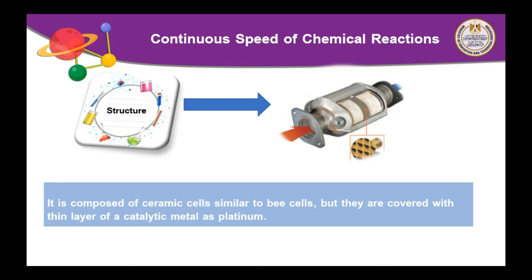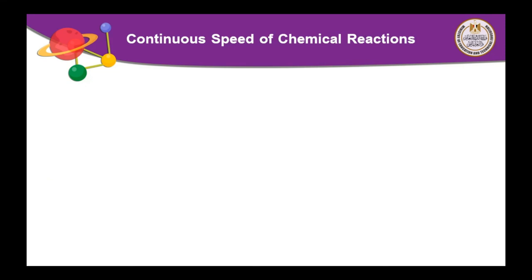It is composed of ceramic cells similar to a P cell, but they are covered with a thin layer of catalytic metal such as platinum. So here I have a catalytic converter that is a metallic can in a form of a P cell to increase the speed of the chemical reaction as it increases the surface area, and covered with a thin layer of catalytic metal such as platinum. And of course platinum, as a catalyst, also increases the speed of the chemical reaction.